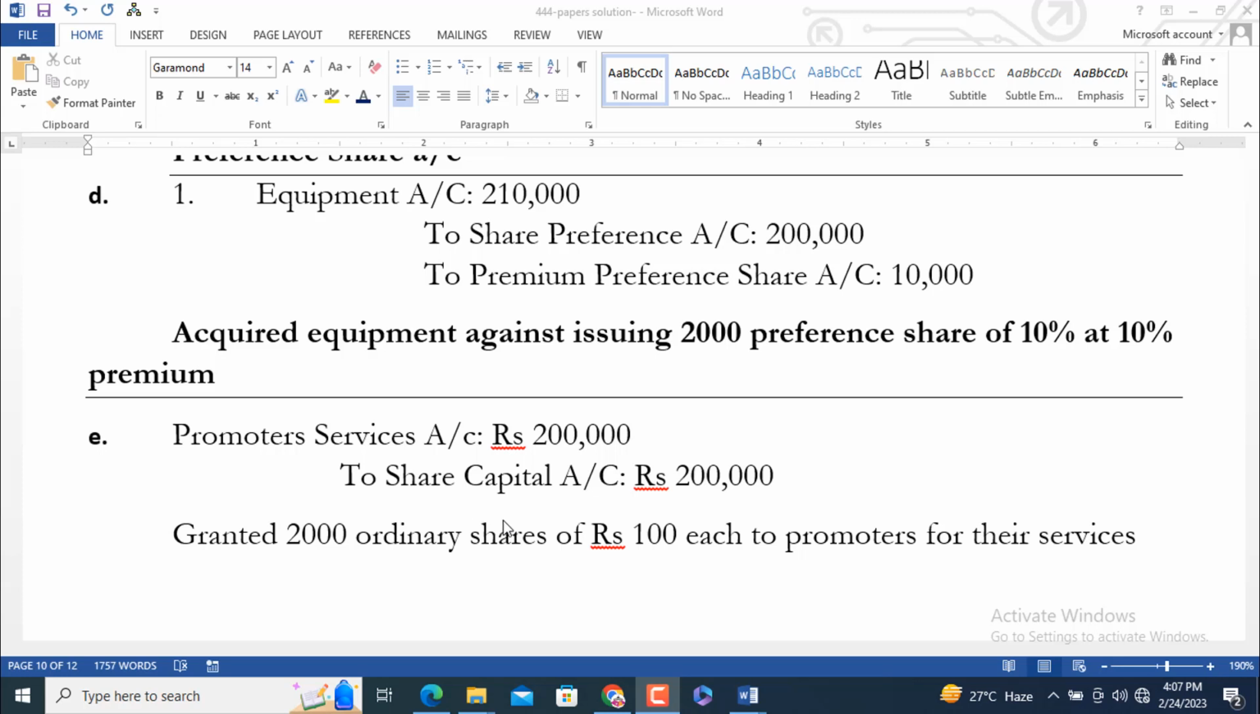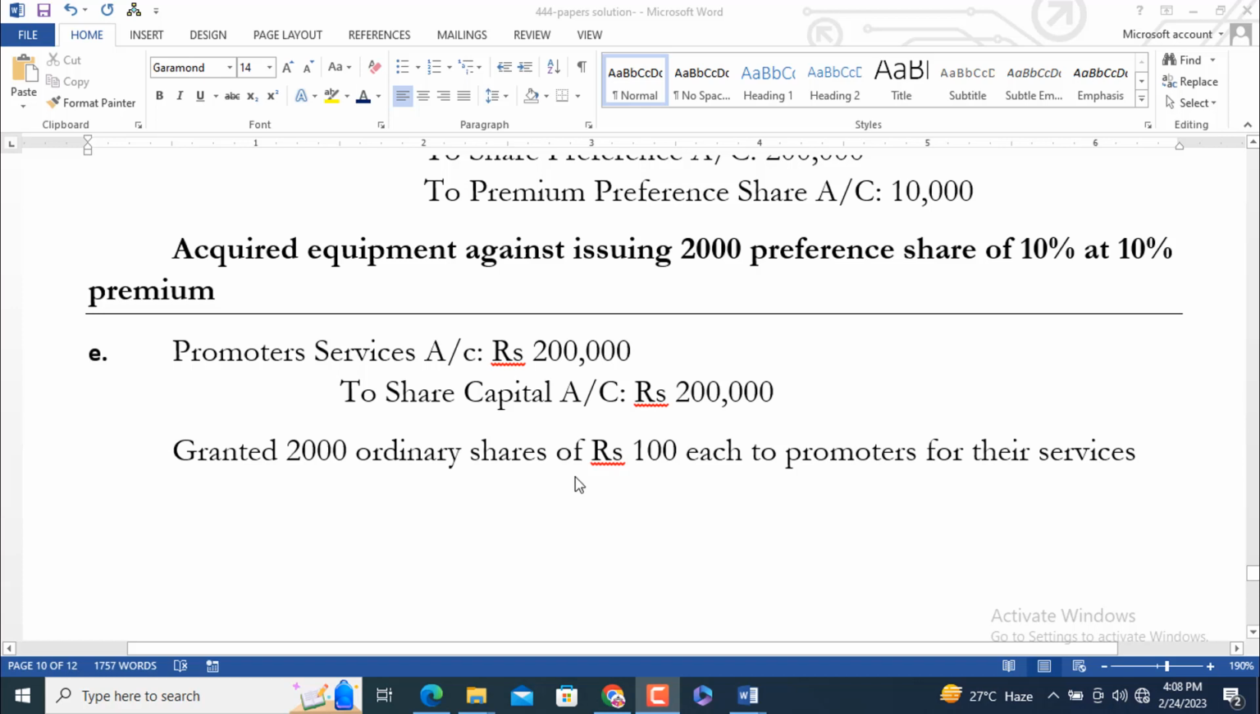So we are giving them ordinary shares. So granted 2,000 ordinary shares of rupees 100 each to promoters for their services. And the solution of this question number 3 has been finished here.